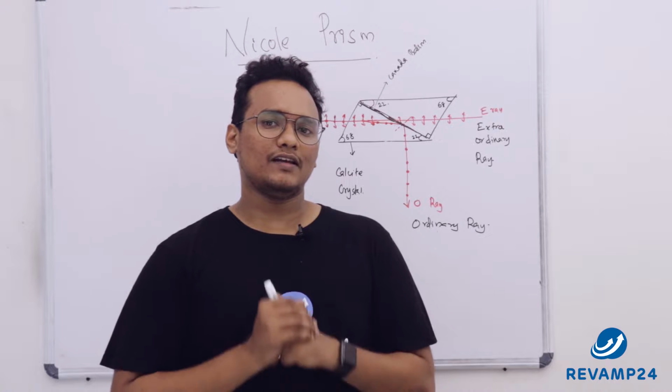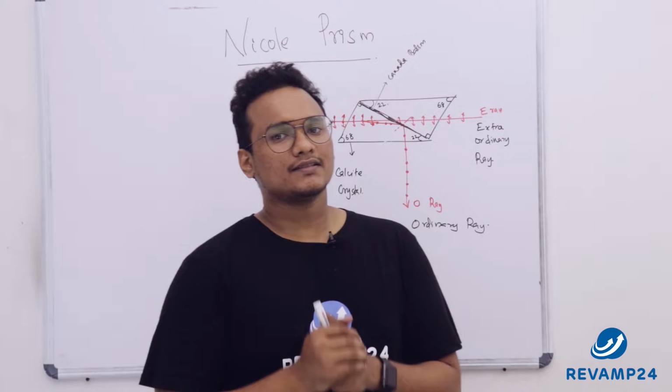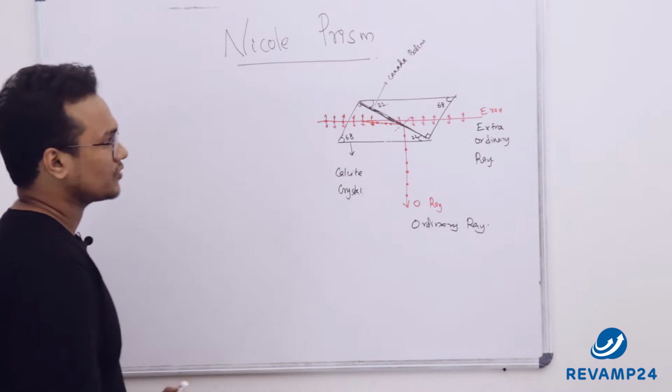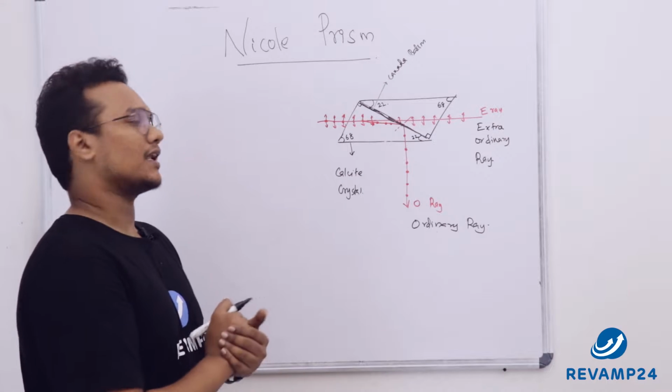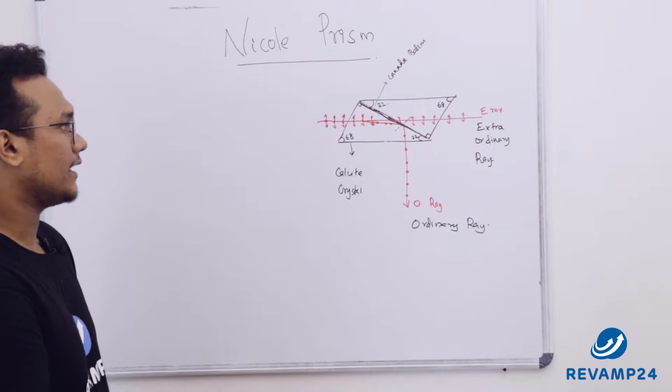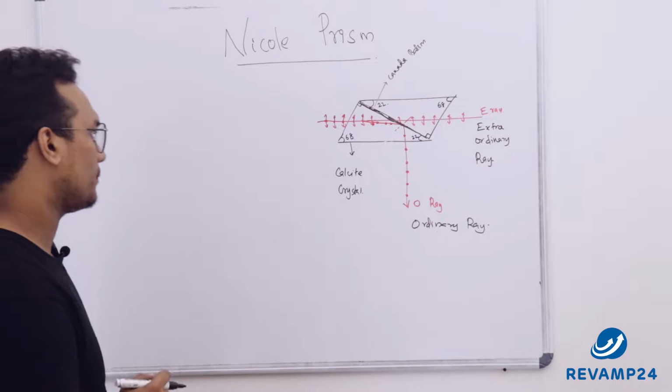In this video, I will introduce you to what is Nicol prism. So Nicol prism is used to make polarized light from an unpolarized light. I will explain what is Nicol prism.